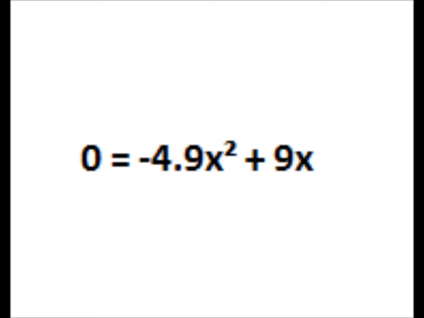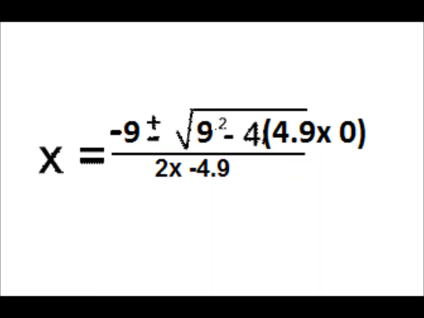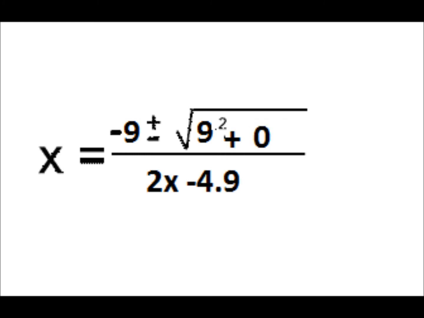Then we plug it in the quadratic formula. First, we need to plug in all values in the quadratic formula. Then we multiply A by C, or negative 4.9 by 0, which will equal 0. Then we multiply 4 by 0, which will also equal 0. We can also already simplify 2 times A, or 2 times negative 4.9, to negative 9.8.